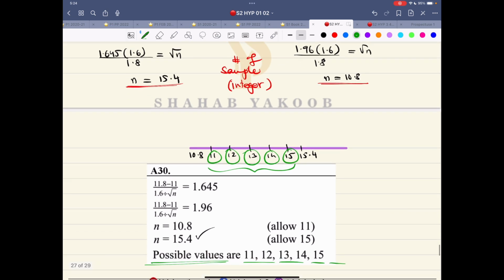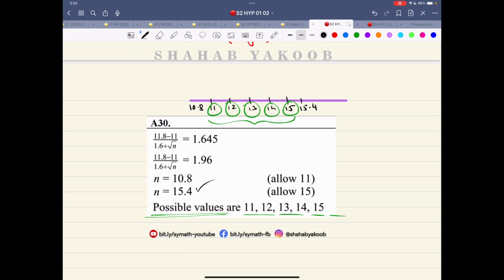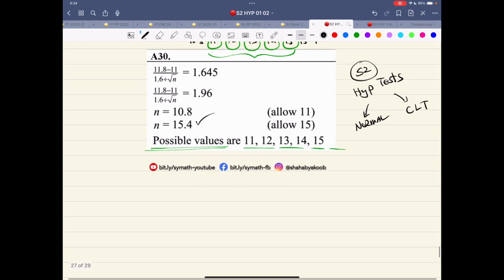So that is all from my side from Mathematics with Shahab Yaqub, and that was about S2, hypothesis test, and it was about normal distribution, CLT and unbiased estimates, and we dealt with a one-tail test and also a two-tail test, and that's how a hypothesis test is supposed to be done.